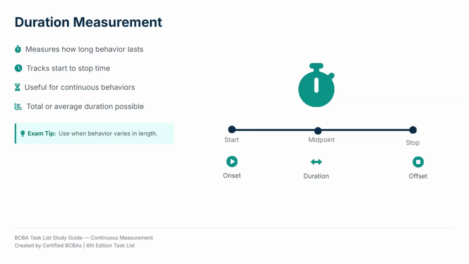Duration measures the length of time that a behavior lasts. Instead of counting how many times a behavior occurs, we measure how long the behavior continues from onset to offset. Onset refers to the moment the behavior begins, and offset refers to when the behavior stops. Duration measurement is especially useful for continuous behaviors that extend over time. Examples include tantrums, engagement with tasks, or time spent exercising. Duration data can be recorded as total duration across a session or average duration per occurrence.